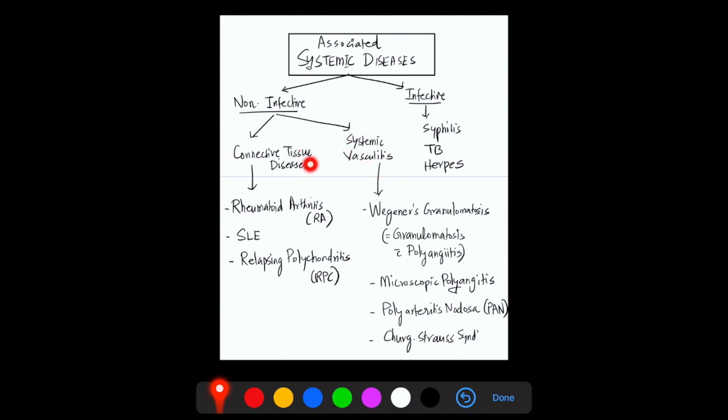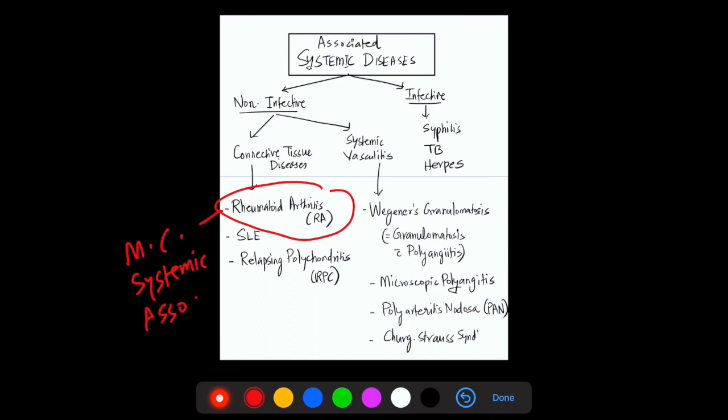Amongst the connective tissue diseases, the most important is rheumatoid arthritis. In fact, the most common systemic association or systemic disease in scleritis is rheumatoid arthritis. Very, very common. And less commonly you can see SLE or systemic lupus erythematosus. The other is relapsing polychondritis or RPC.